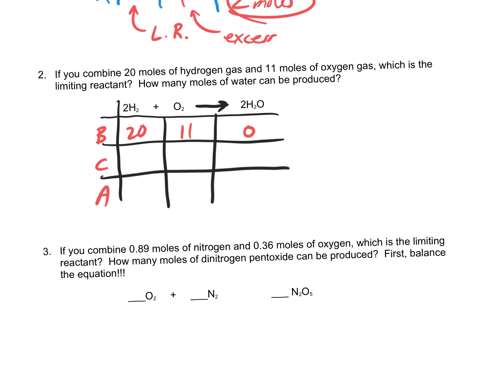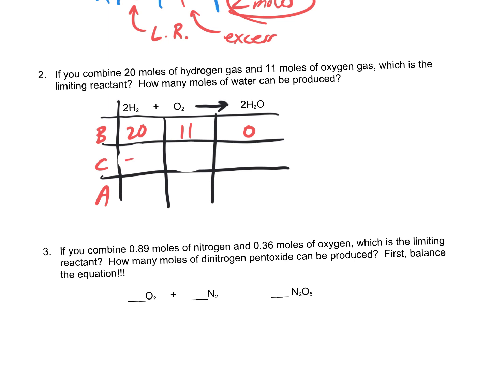All right, now, let's just try a scenario here. What if I tried to use up 11 moles of oxygen? If I used up 11 moles of oxygen, that would mean that I would need 22 moles of hydrogen. But I don't have that. I don't have 22 moles of hydrogen. So there's no way that I can use up 11 moles of oxygen. So we're going to erase that.